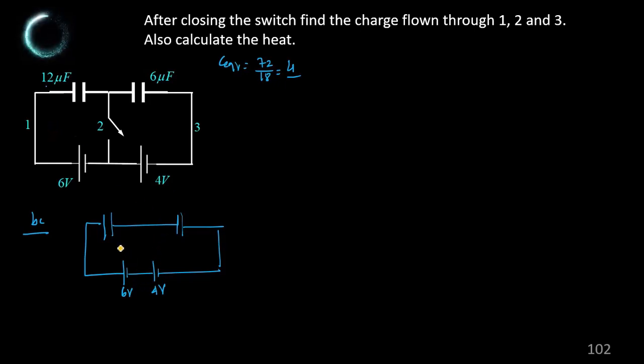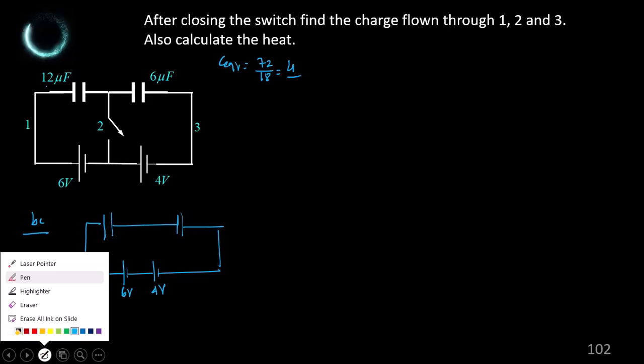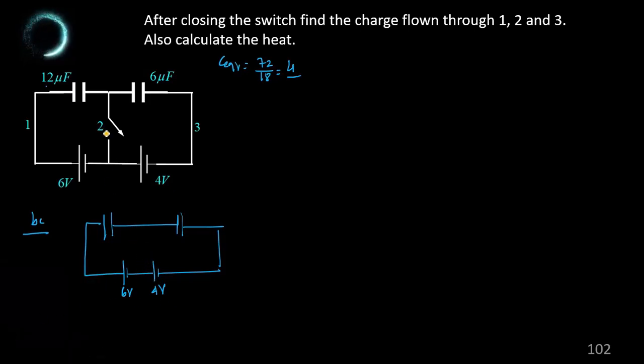Corresponding to that, what is the charge on the plate? Can I write C into V? So this side is plus 40 and this side is minus 40. This side is plus 40 and this side is minus 40. So this is the initial charge. So first you draw the initial circuit and correspondingly analyze the charge on the plate.